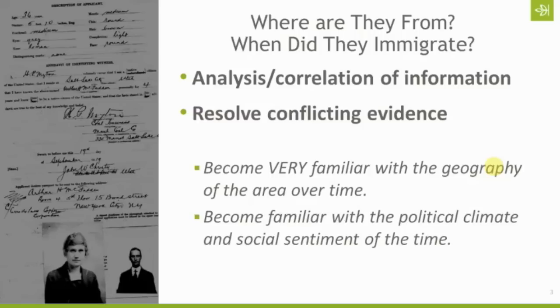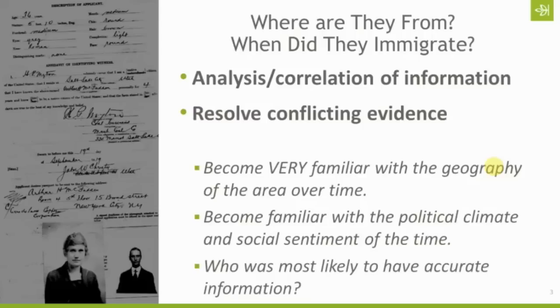And so, again, you need to think about what was the political climate of the time, what was the social sentiment of the time. Would somebody say that they were something they weren't in order to deflect attention, or in order to get a job, or in order to help their children integrate more fully into U.S. culture?